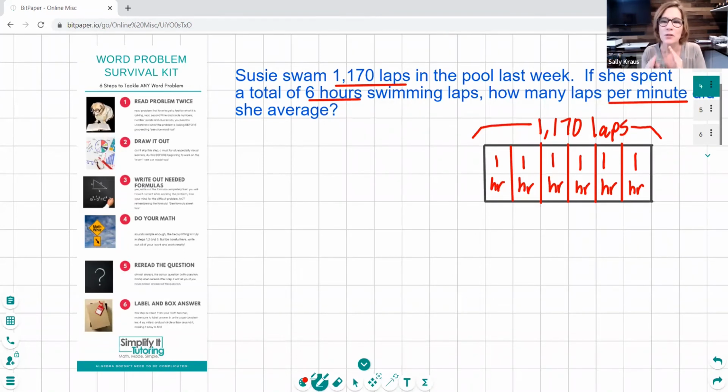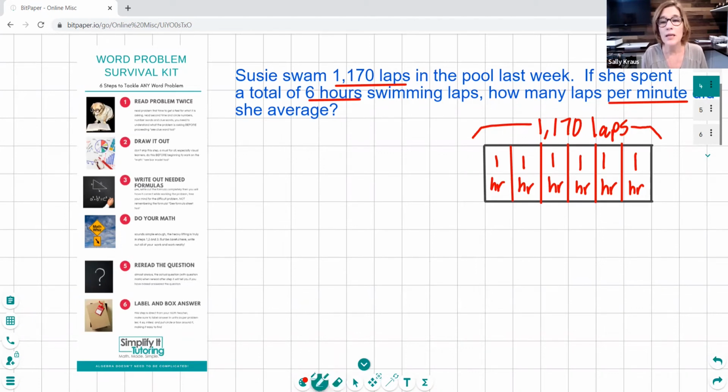We have 6 hours, so I divided the box into 6 sections. So if I figured out 1 right here, I would be able to figure out how many laps per hour on average she swam. But it's asking per minute. So you can do this a couple of ways. There's more than one way to do this. So find the way that works for you and stick with it.